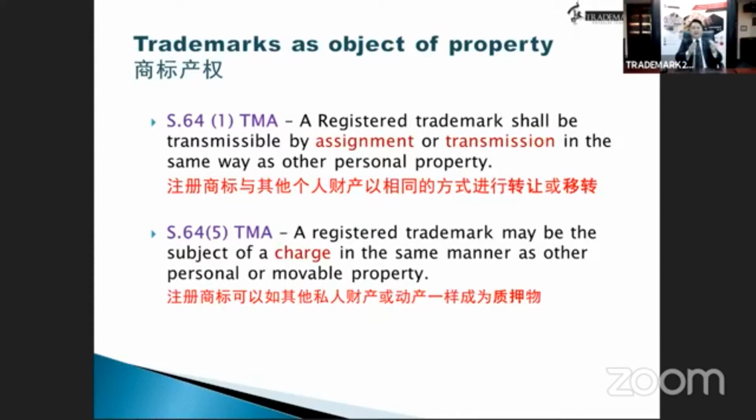Now in the old act, there's no mention of charge here, only under the company law. However, the new amendment to the Trademark Act actually specified that under section 64(5), you may charge your trademark like your personal property. So if you have a fantastic, very well-known trademark, perhaps one day in the future you may get a loan from the bank, or from investors or your friends, by charging away your registered trademark.